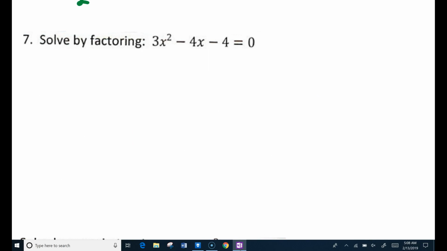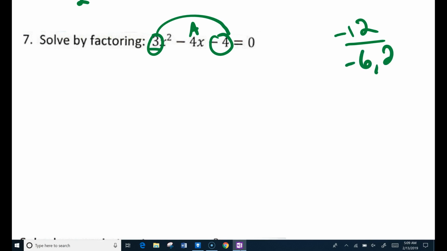Solve by factoring. So for number 7, this is going to be another one of those factor by grouping problems because we have a coefficient other than 1 in front of the x squared. So I multiply 3 and negative 4 to get negative 12, and I ask myself what multiplies to negative 12 but adds to the middle term negative 4, so I'd be able to split it up. Well, negative 6 plus 2 would get me negative 4, so those are the factors I'm going to pick here.